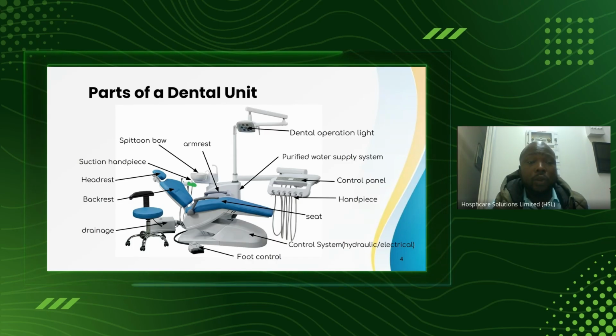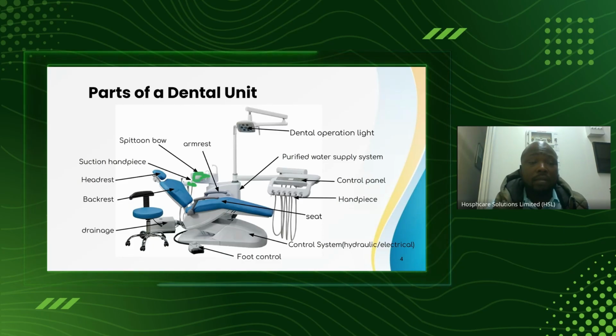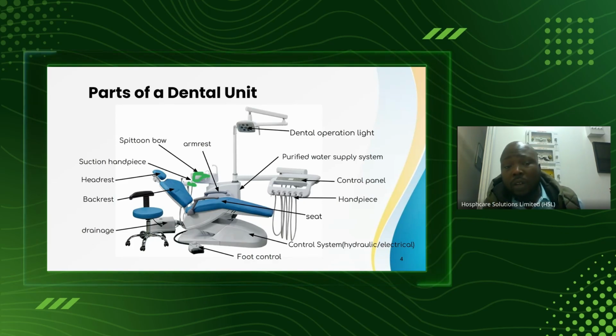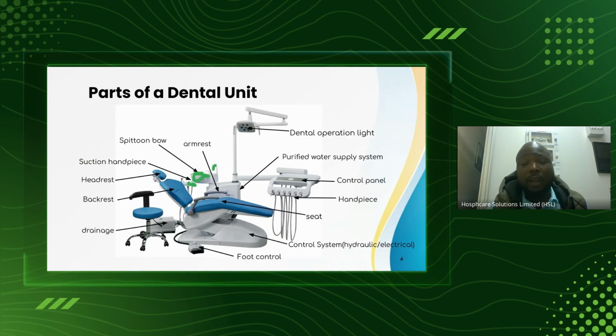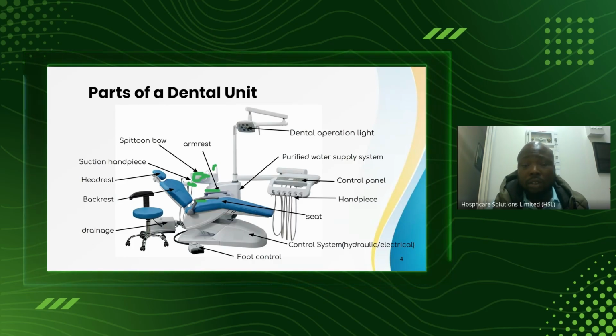Here we have what we call the cuspidor bowl. This is where the patient spits whatever is in his or her mouth towards the drainage system. Beside here, we have what we call the tumbler filler. The tumbler filler is where you fill the clean water for gargling. These are just the normal armrests, for the comfort of the patient. So our case here is hydroelectrical.